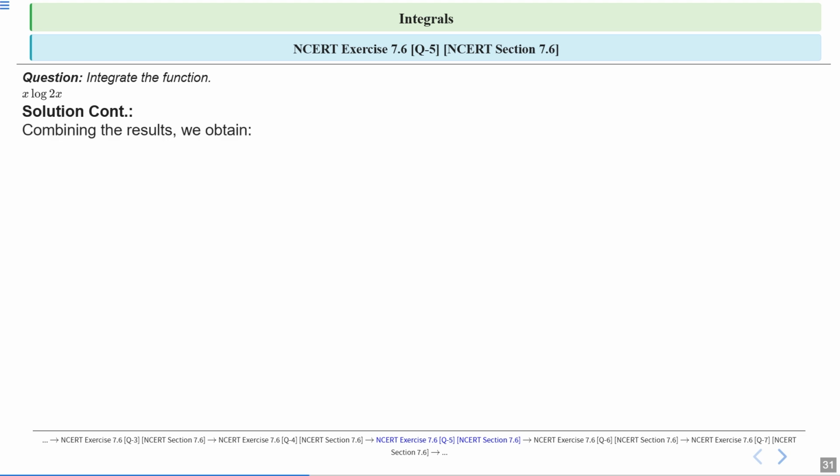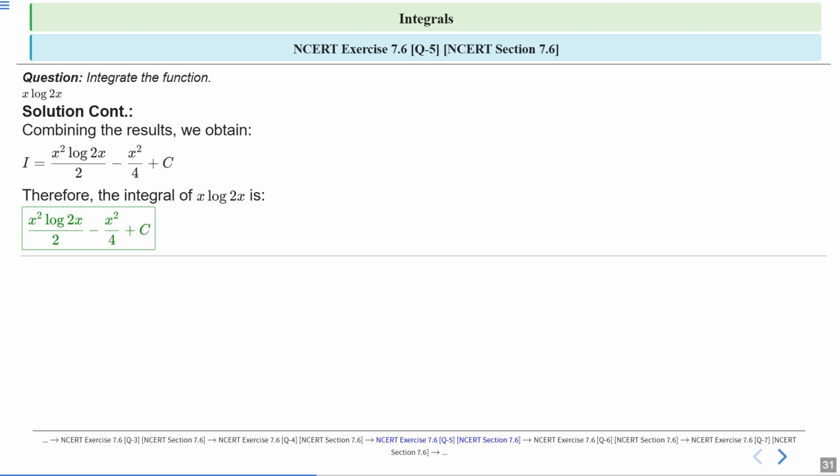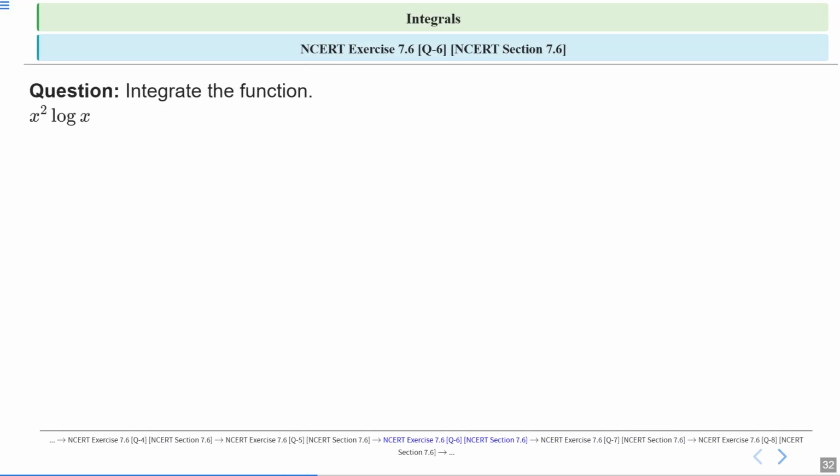So combining the result, we obtain the integration is equal to x square log 2x by 2 minus x square by 4 plus c. Therefore, the integral of x log 2x is x square log 2x by 2 minus x square by 4 plus c.